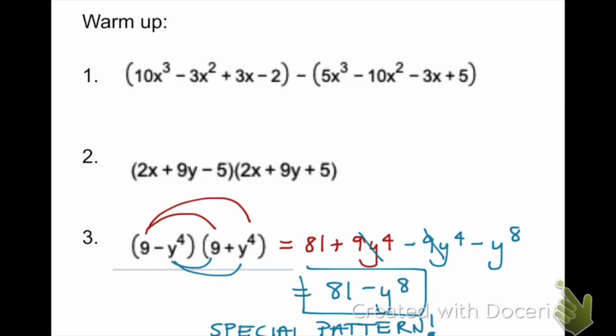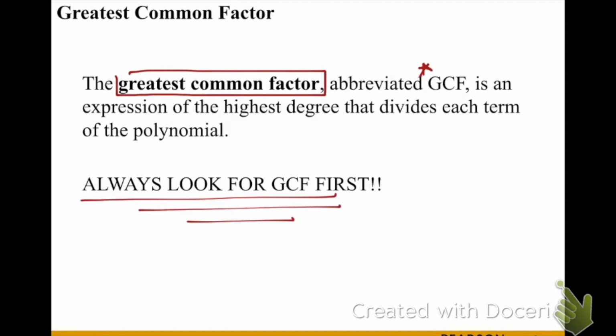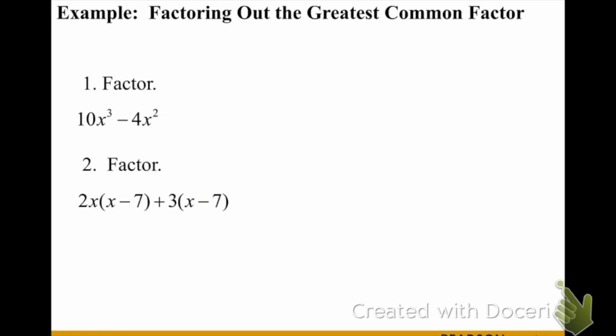In this case, we're going to be working with factoring. So our very first method to do with factoring is always going to be the greatest common factor, which is abbreviated GCF. It is the expression of the highest degree that divides each term of the polynomial. So like in this very first case, what we want to do here is we have two terms, a binomial. You'll notice that we have 10x cubed minus 4x squared. Both 10 and 4 are divisible by 2. And since there is an x cubed and x squared, the highest number of x's we can take out is the x squared. So our GCF is 2x squared.